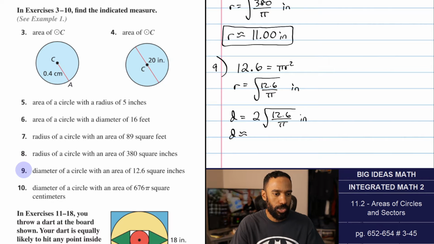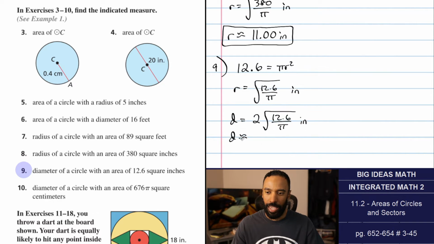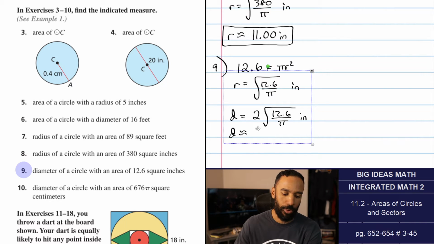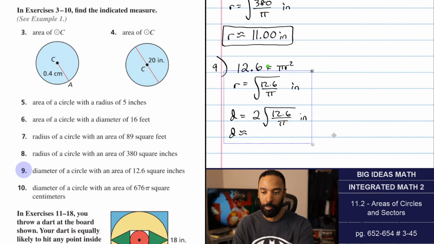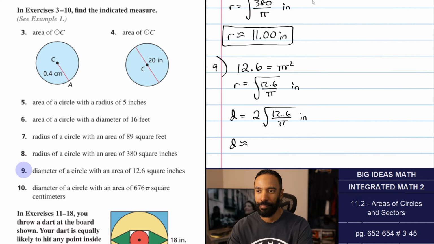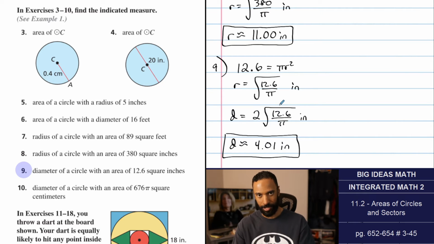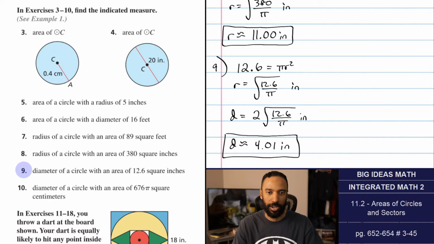I'll use the calculator there. So 2 times the square root of 12.6 over pi. 4.005. So I don't know if they were hoping that it was just going to be 4.01. But I didn't round early. And in not rounding early, it's, for me, becoming 4.01. 4.00 would be imprecise. So that's the diameter there. That's why we do not round early. Okay, we do not round early.